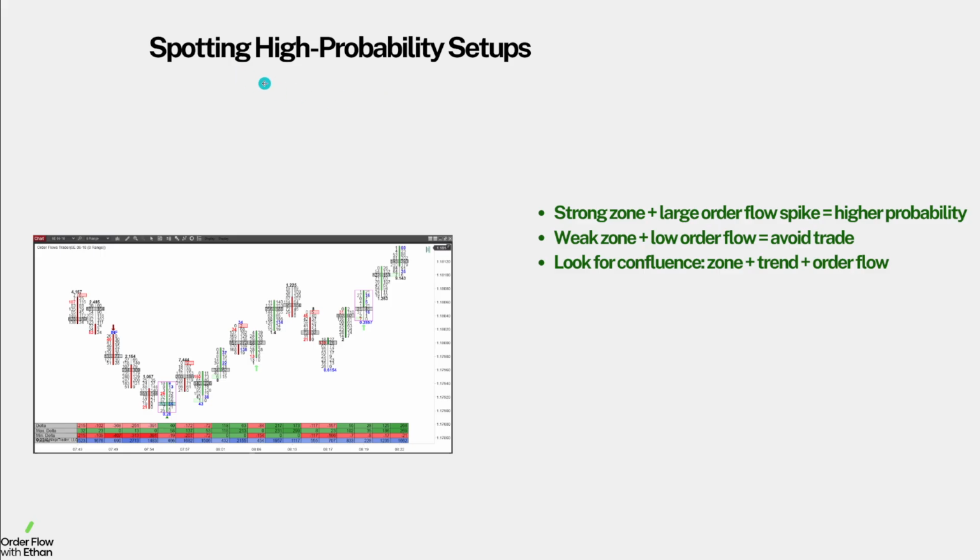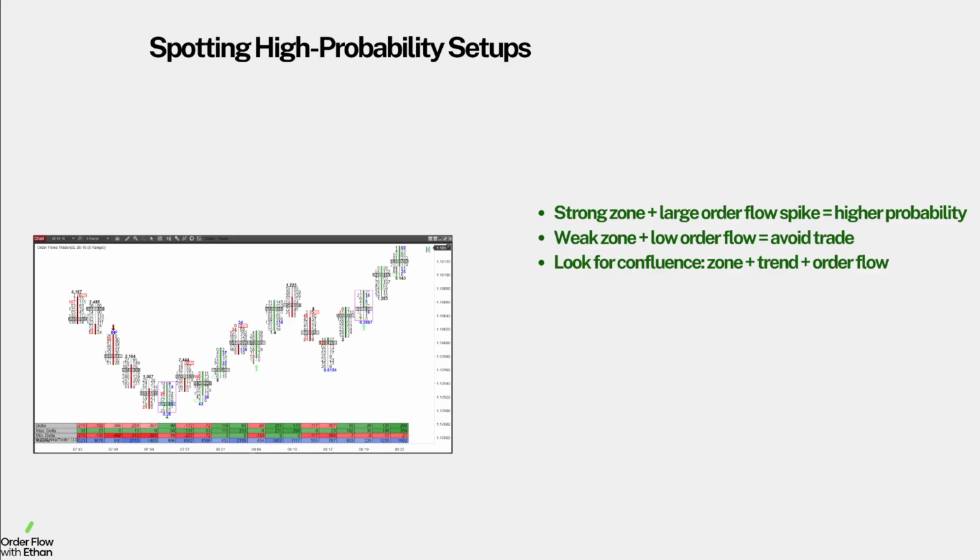So how do you spot high probability setups? You should look for a strong zone plus a large order flow spike, which means higher probability. But if you have a weak zone with low order flow, then you should just avoid trading. Same thing that happened in the market this week. If you watched our live stream, you would see how the market was really not balanced. It would do stuff that it normally wouldn't do.